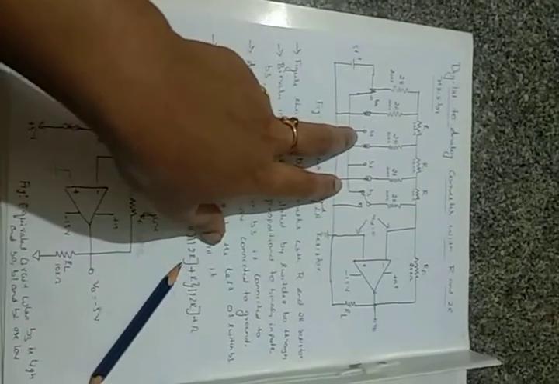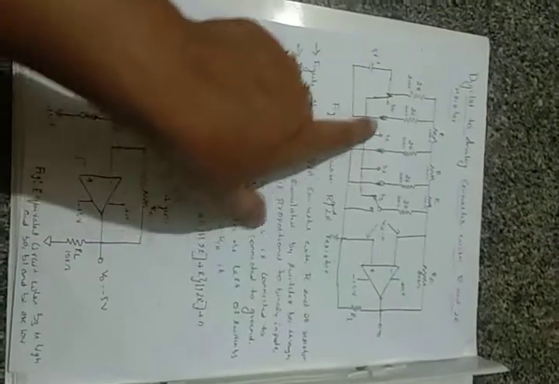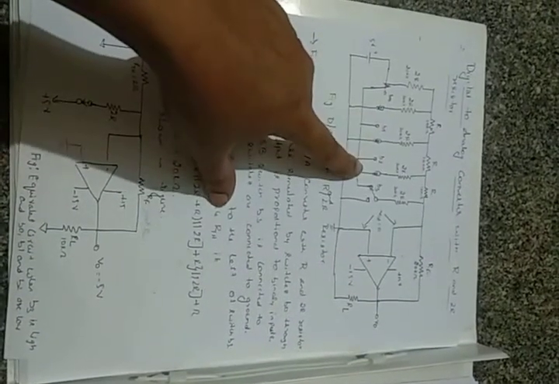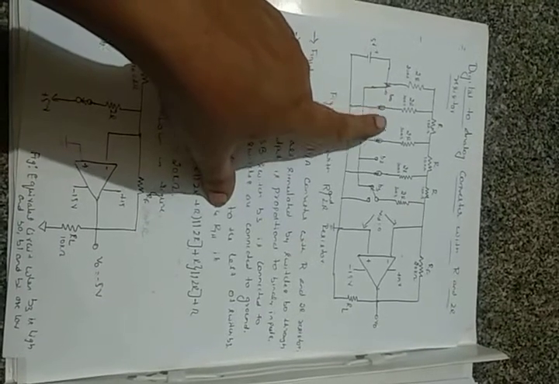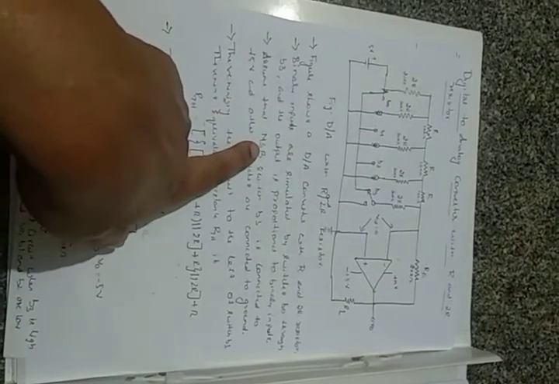Now suppose we take an example. When the MSB bit B3 is connected to plus 5 volts and all the other switches are grounded, that is, when the input combination is 1000, that is when the input is 8.